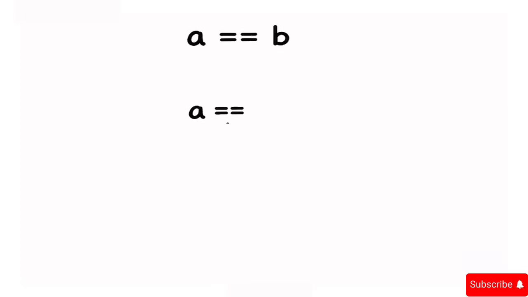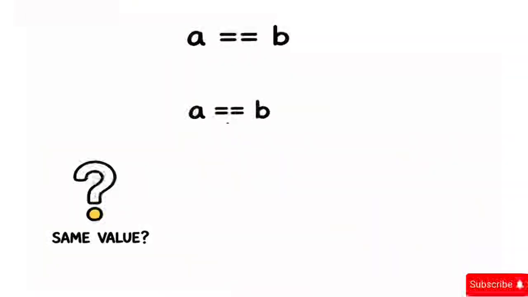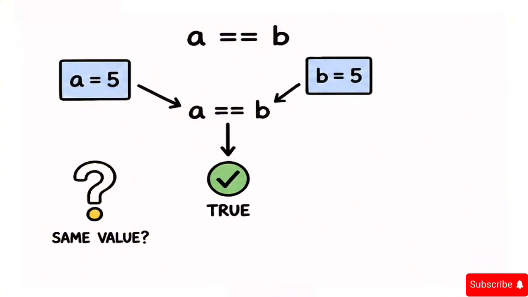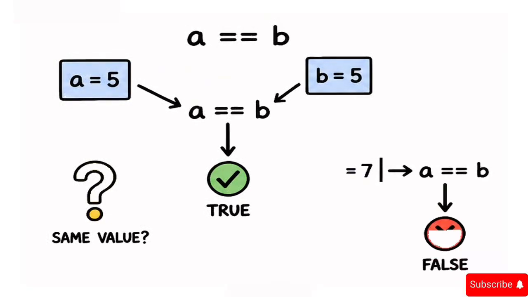Each one compares two values and returns a Boolean result. Equal to uses two equal signs. It asks, are these two values the same? If A is 5 and B is 5, then A equals B returns true. If B were 7, the same expression would return false.